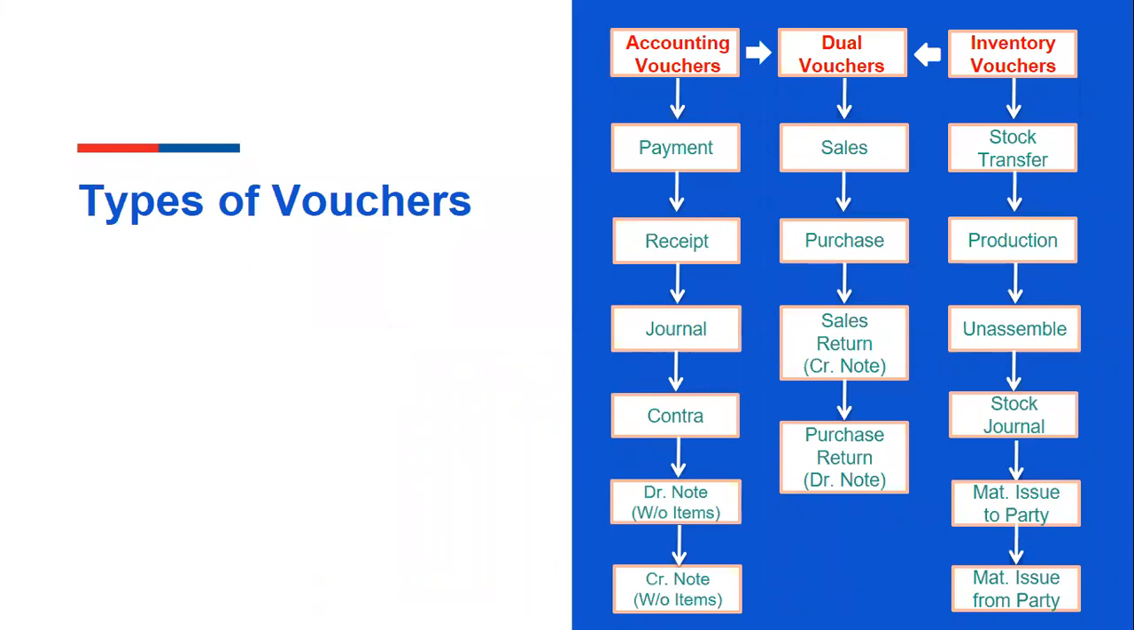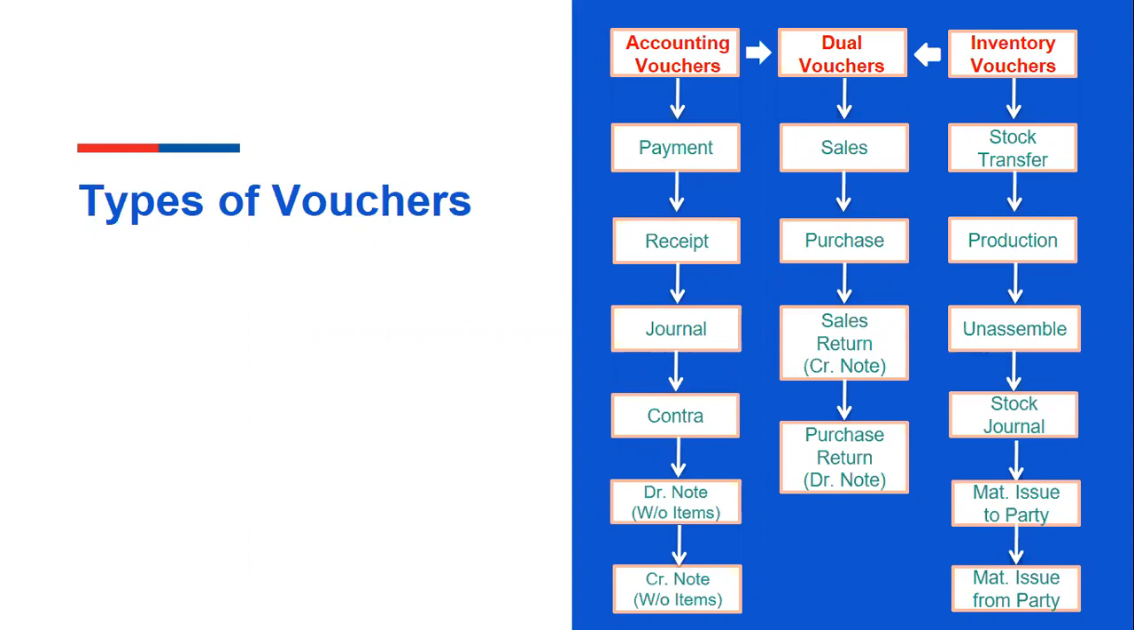Second, you can see the dual vouchers. If you're recording the transaction in a dual voucher, then your accounting plus inventory both will be affected. Like if you're recording a sales transaction, purchase transaction, sales return, or purchase return, then your accounting plus inventory both will be affected. So these are dual vouchers, because both accounting and inventory are affected.